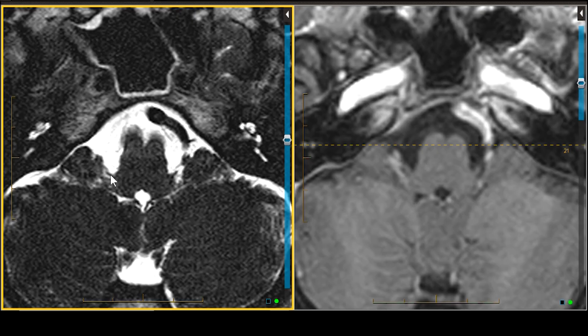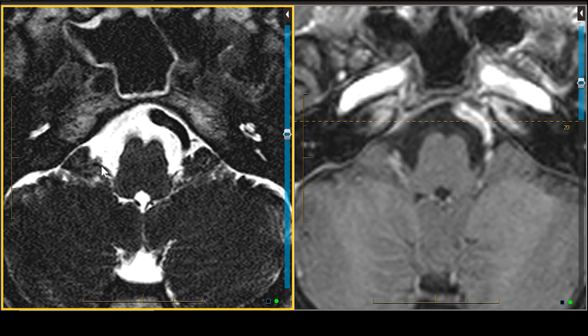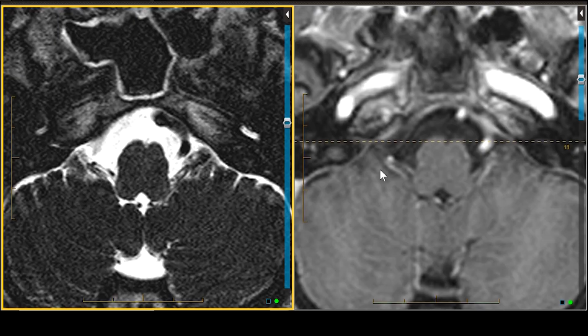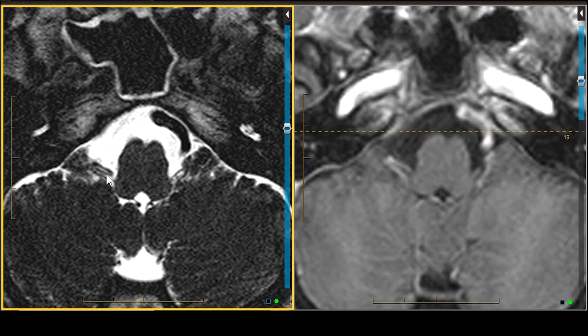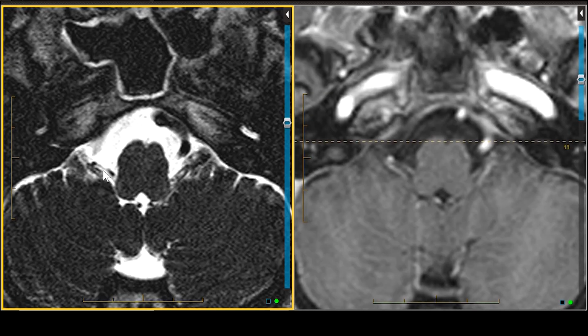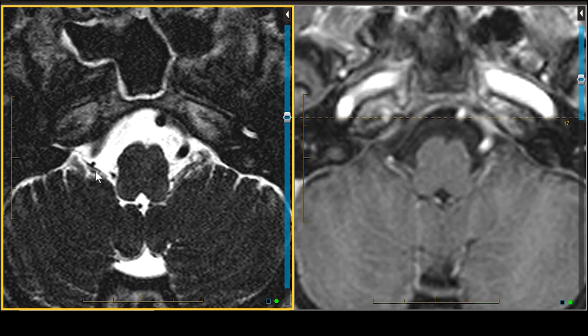Now, if we follow the nerve right here from the medulla, right anterior to it is this darker, slightly bigger tubular structure, which you can see has some high signal. That's a vessel, a PICA or a branch of PICA. The glossopharyngeal nerve is behind it, and it sits anterior, and then as we go down, anterolateral to its companion, the vagus nerve.